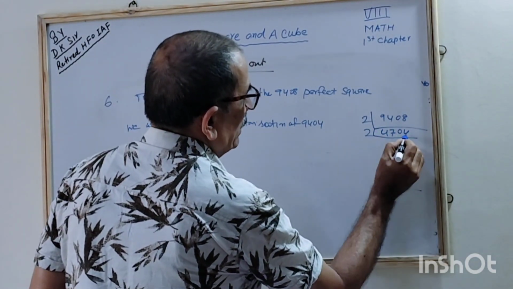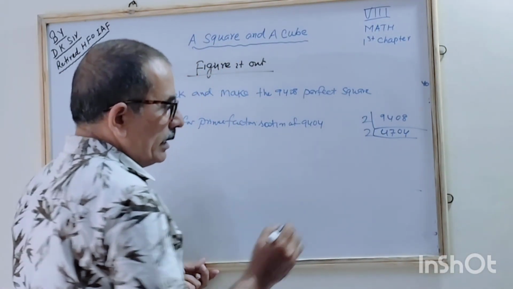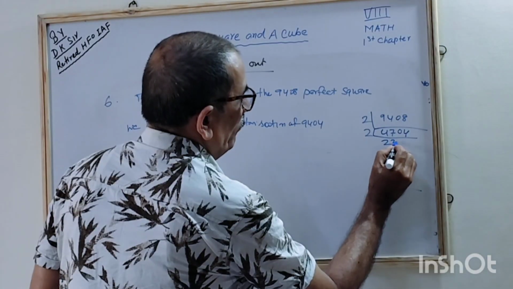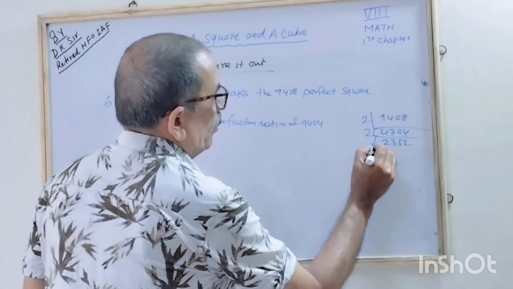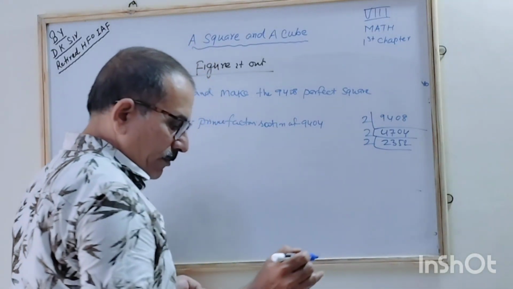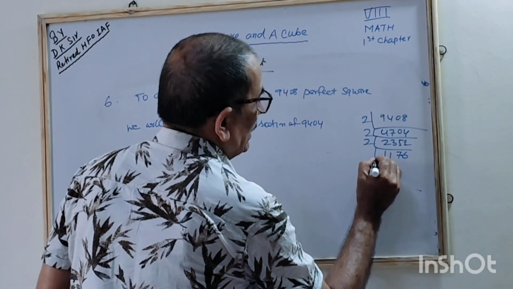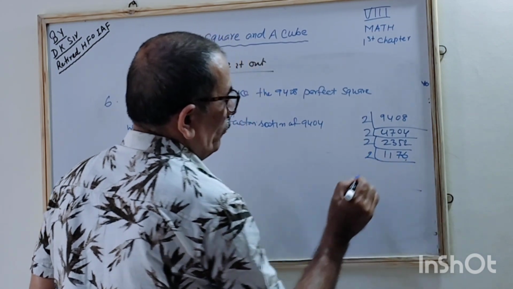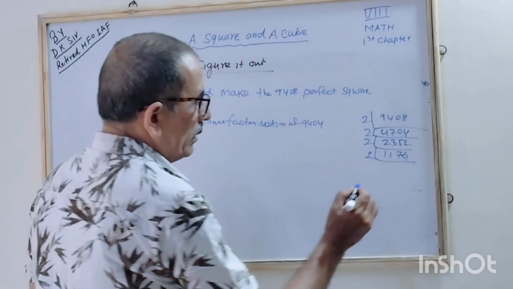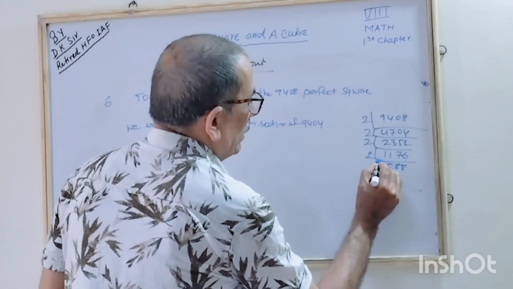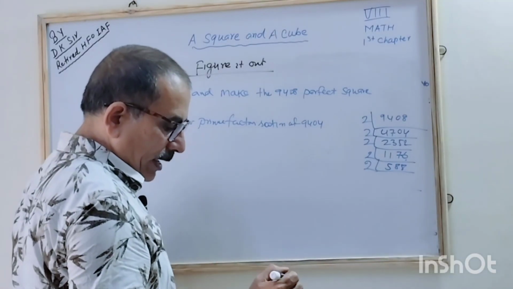Again we will divide because it ends with 4. So we should do it with 2. When we divide, we are getting 2352. Correct? The ending is 2, so again with 2. When we do with 2, we are getting 1176. The 6 is there, so again with 2. We are going to get 588. Again we will do with 2.